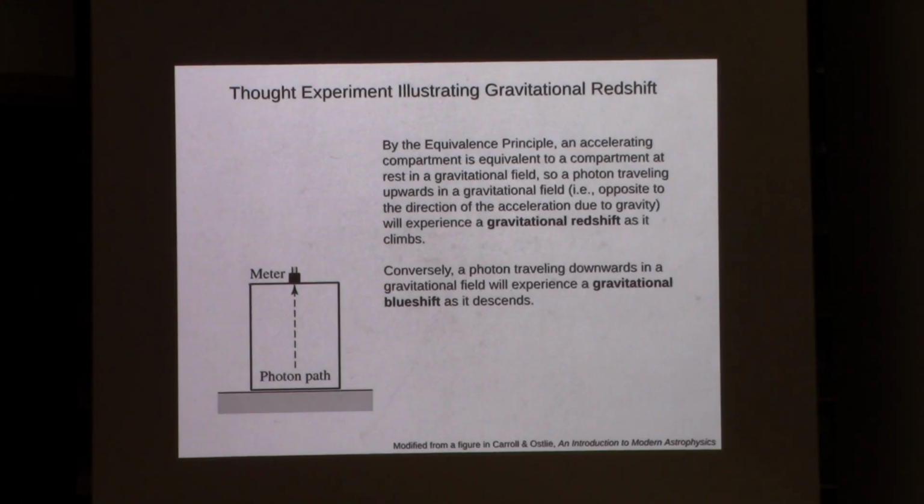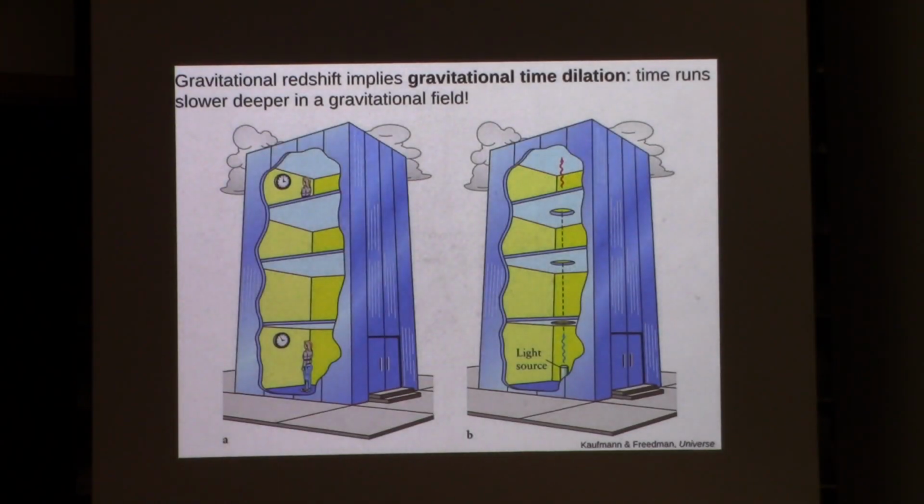First I'll leave this up, and if anybody wants to write it down, it's in the slides. Can I push the button? Okay, all right. Gravitational redshift implies gravitational time dilation. Time runs slower deeper in a gravitational field. They're opposite sides of the same coin. You can't have one without the other.